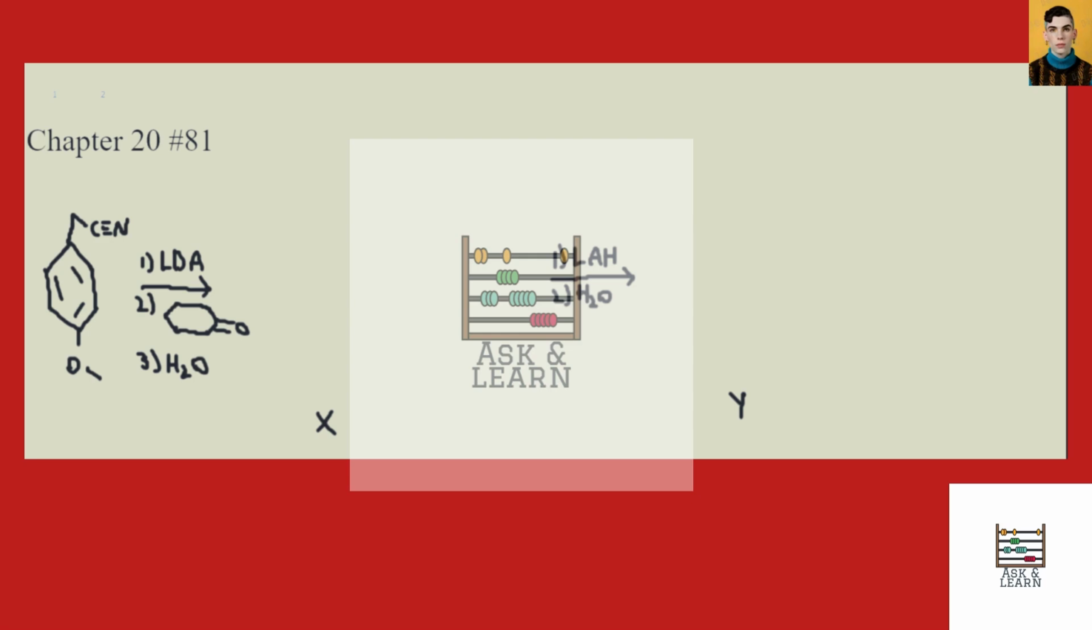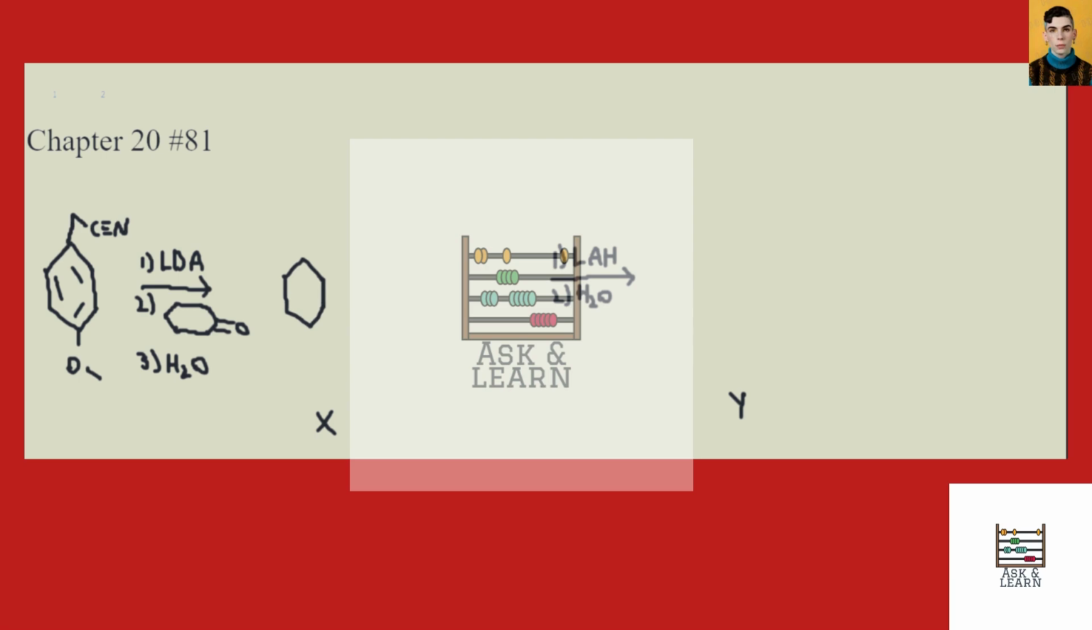So it's actually going to deprotonate that benzylic position. And then that carbanion, that benzylic anion that's formed there, is going to be able to act as a nucleophile and attack the ketone that we're using as a second reagent. And then the water is just going to serve to protonate. So our product X here is going to look like this.